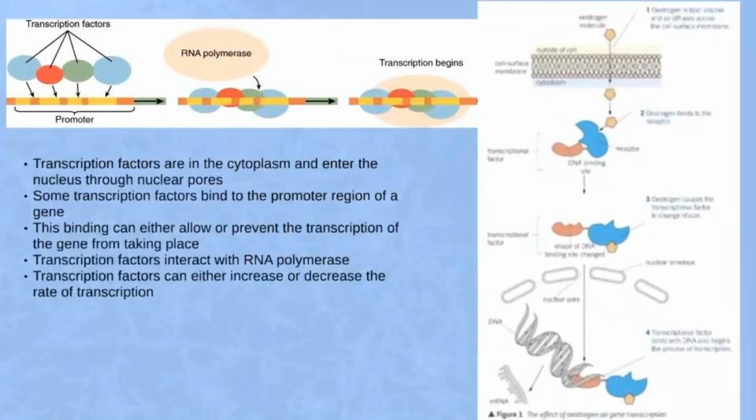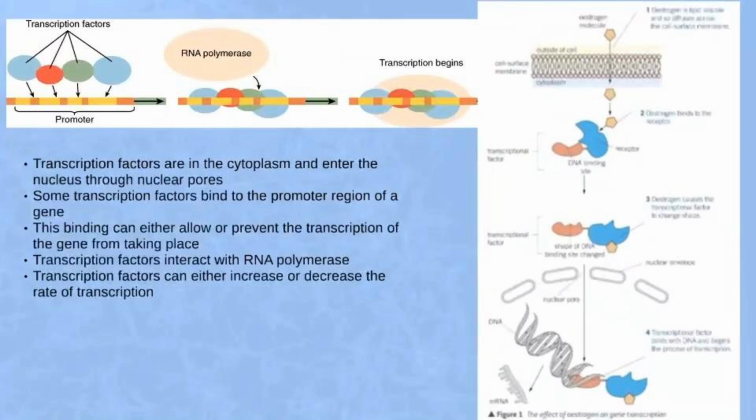So one example that you need to know about for your exams is estrogen. So as you know, estrogen is a hormone, and one of the ways that it has its effects is by regulating gene expression. Now, the way that this happens is that estrogen diffuses through the cell surface membrane into the cytoplasm of the cell, and then it can then diffuse through the nuclear pores into the nucleus.